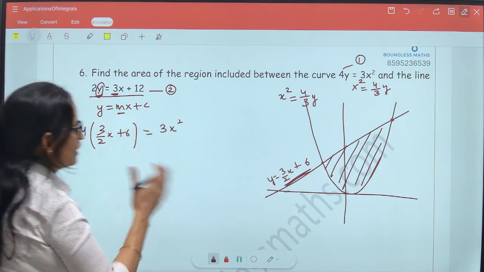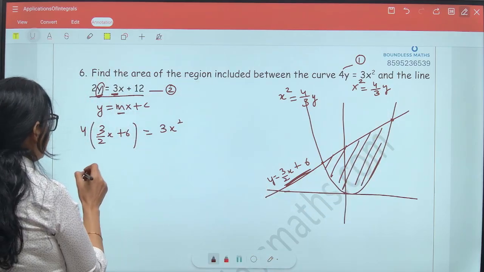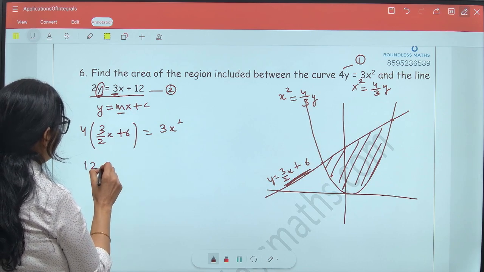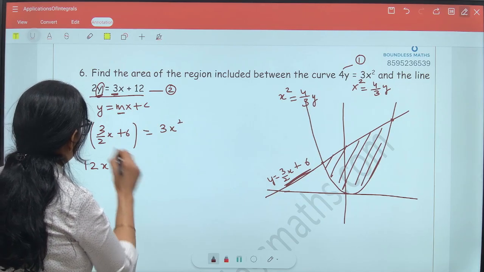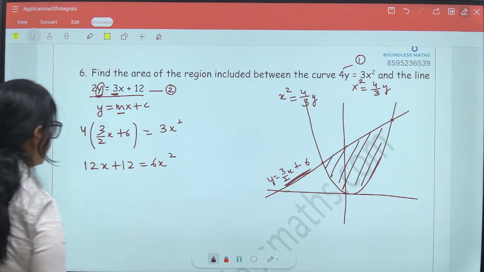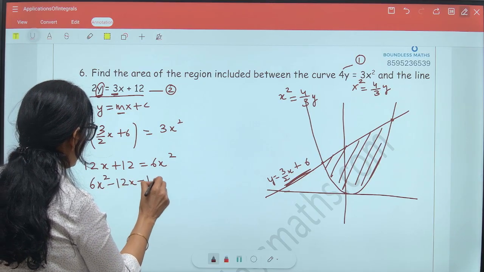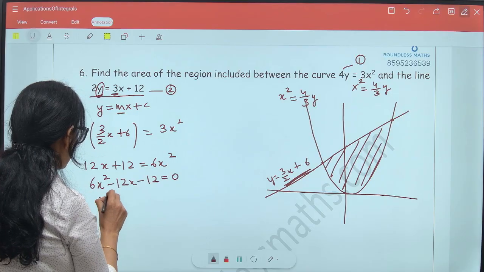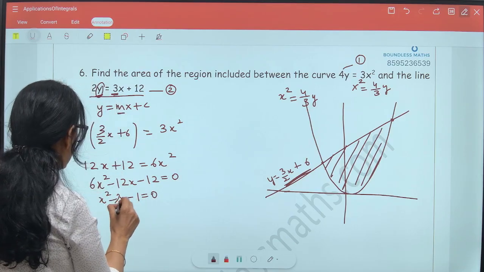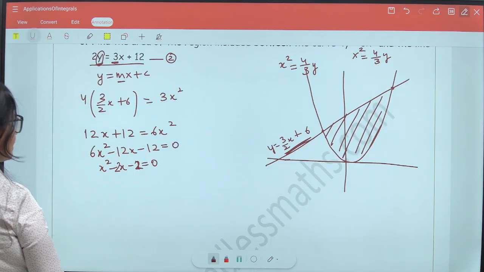Definitely you will get a quadratic equation because you need 2 points of intersection here. So let's solve this quadratic equation. Take the LCM 2. So it is going to be 12x plus 12 and this is going to be 6x square. So it is 6x square minus 12x minus 12 equals 0. That means x square minus x minus 1 equals 0. No, it is 2. x square minus 2x minus 2 equals 0. I just divided this by 6.